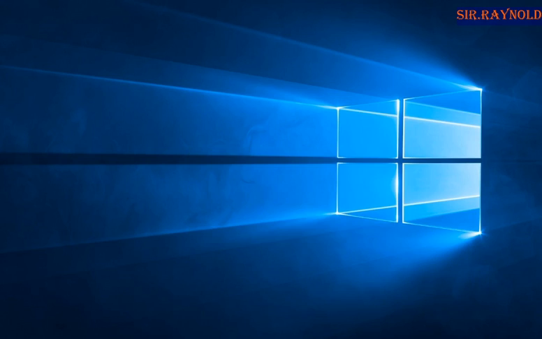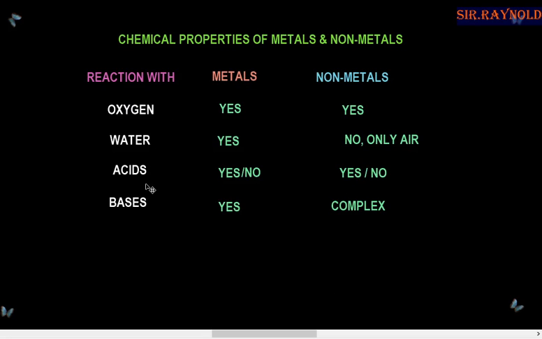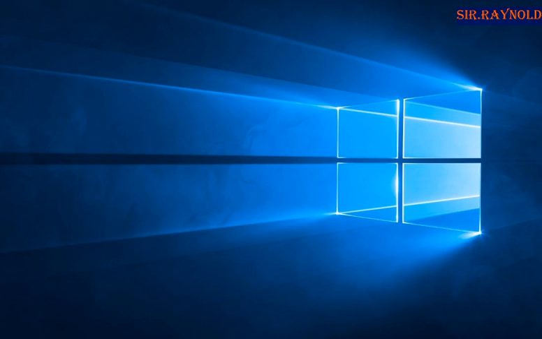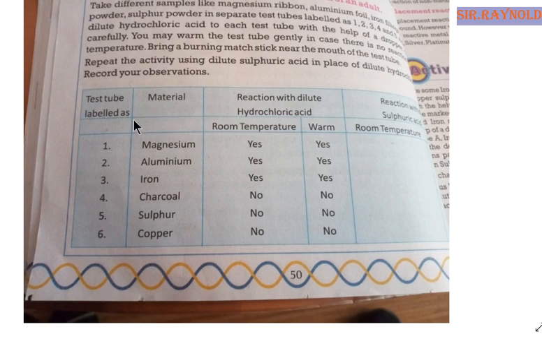Now we'll talk about acid. Metals and non-metals, when it comes to acid, have a different picture. Some do react, some do not react. How to understand this? Maybe I'll show you a picture which is from your book. This is on page 50. You can also have a look in your book.